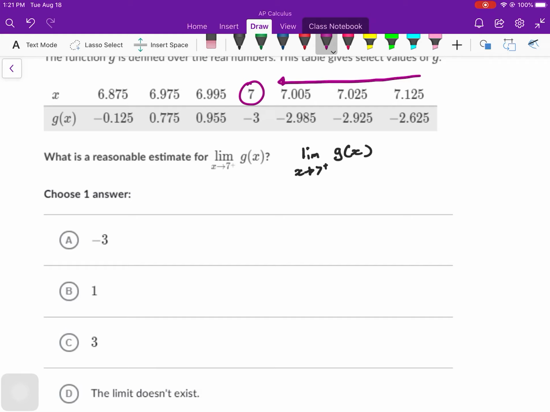So as we're approaching 7 from the right-hand side, look at these output values. Negative 2.625, negative 2.925, negative 2.985. You could see it's getting really close to negative 3. Now it actually equals negative 3, but remember we're not so concerned about what the function actually equals. We care about what it's approaching. And so the main thing here is that these output values are getting close to negative 3. So negative 3 will be the answer.